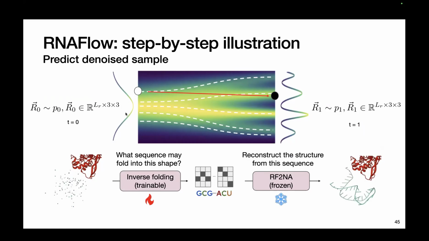So now you actually update that noise through this two-step process. The inverse folding model is trainable, and RF2NA is frozen. You map that into some sort of meaningful RNA structure.